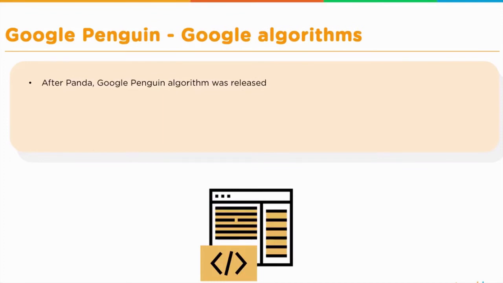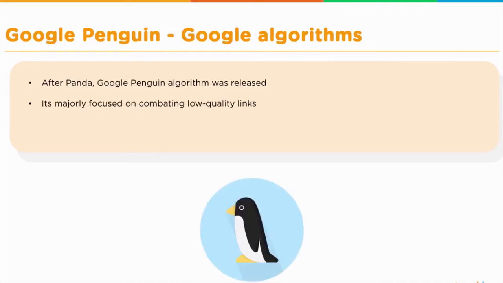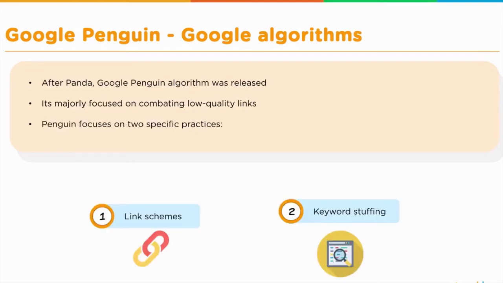So Penguin was released after Panda, and what that focused in on was low quality links. So remember, we talked about link building. We talked about quality links over quantity. So naturally, you're going to have links from all websites, whether they be high quality or low quality. The whole idea behind this algorithm is to sever the links that are low quality. And so they focused on two areas: link schemes and keyword stuffing. So that's what Penguin focused on.